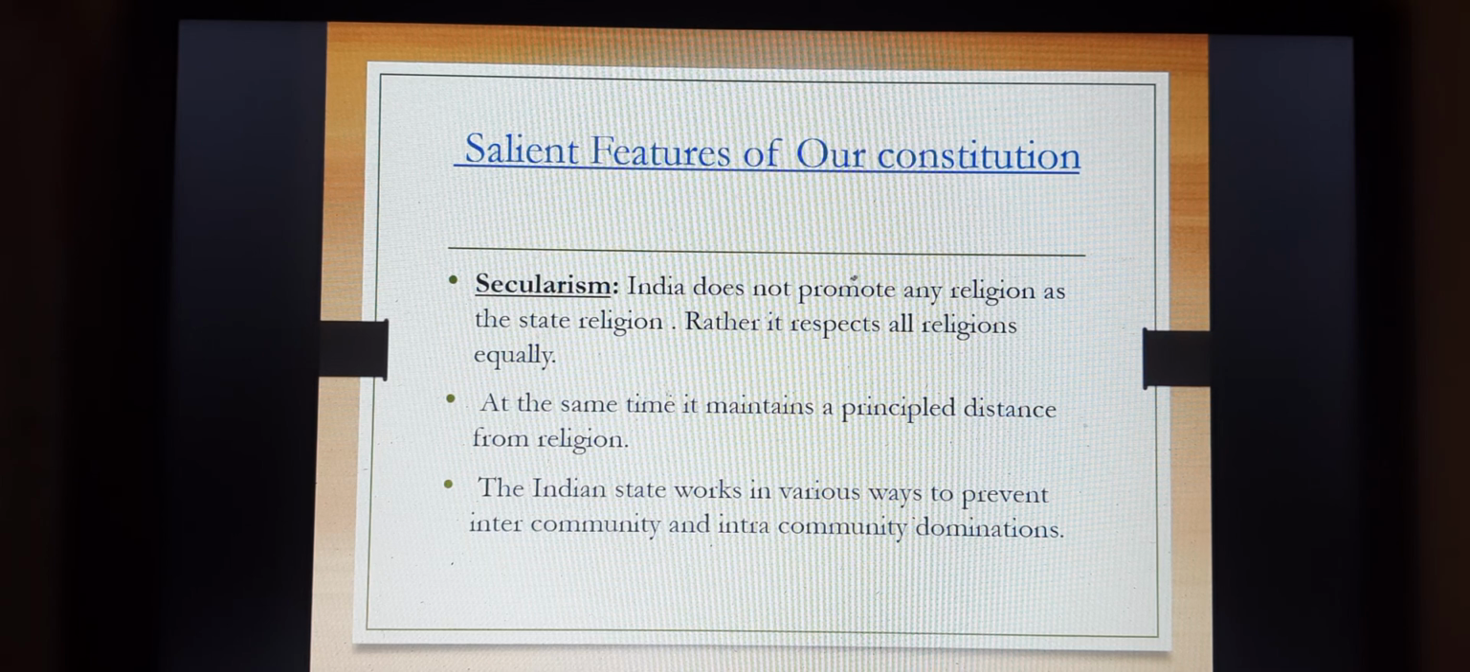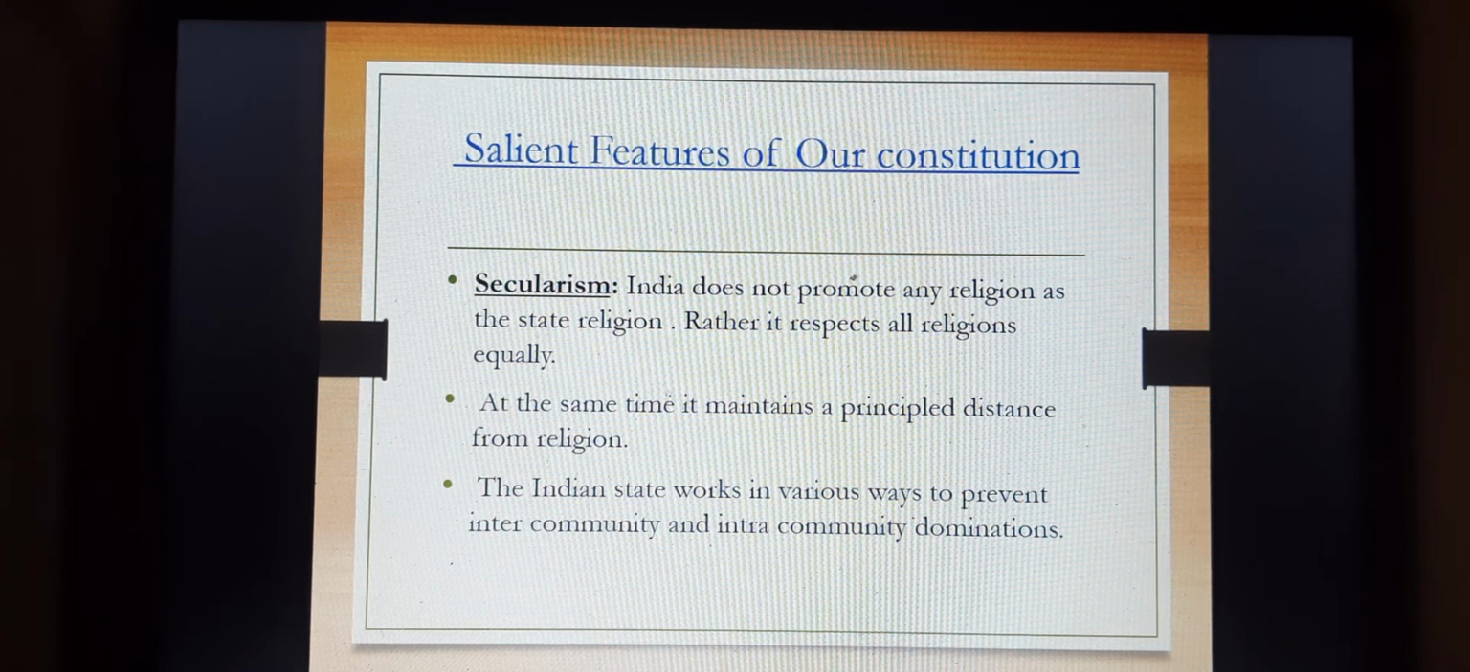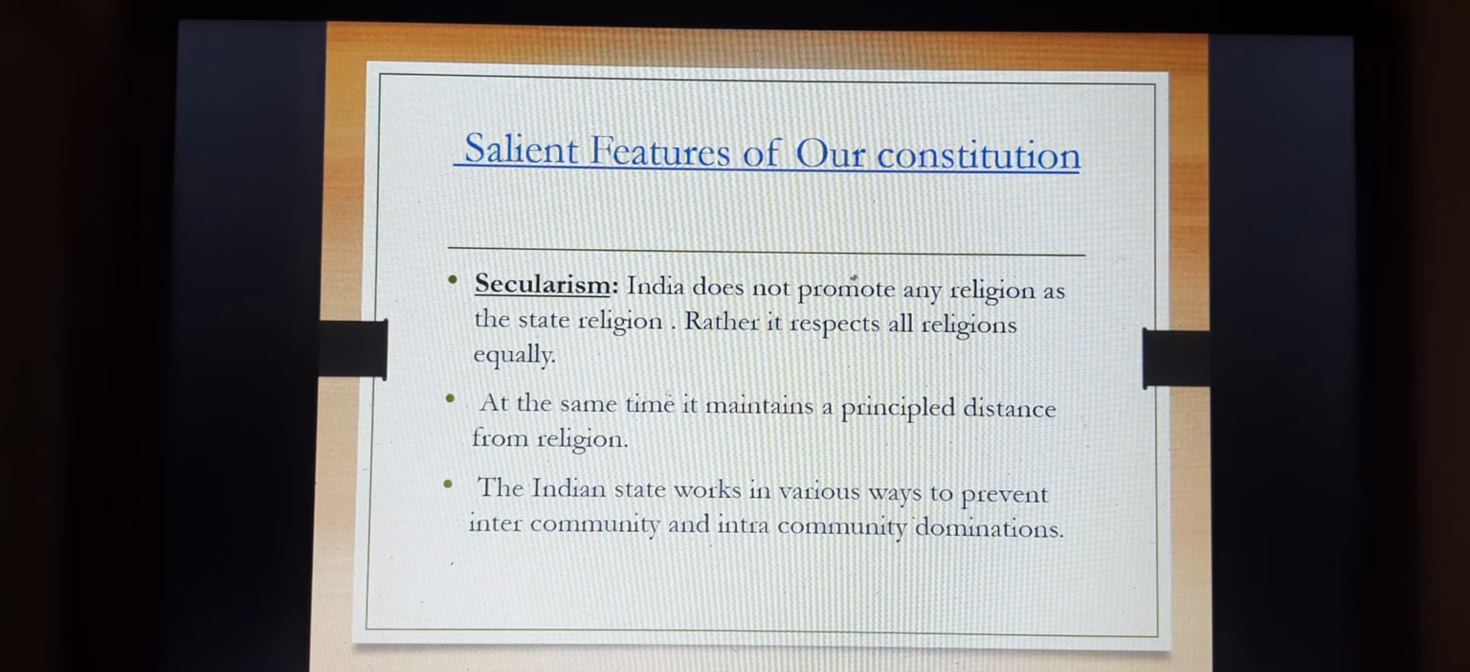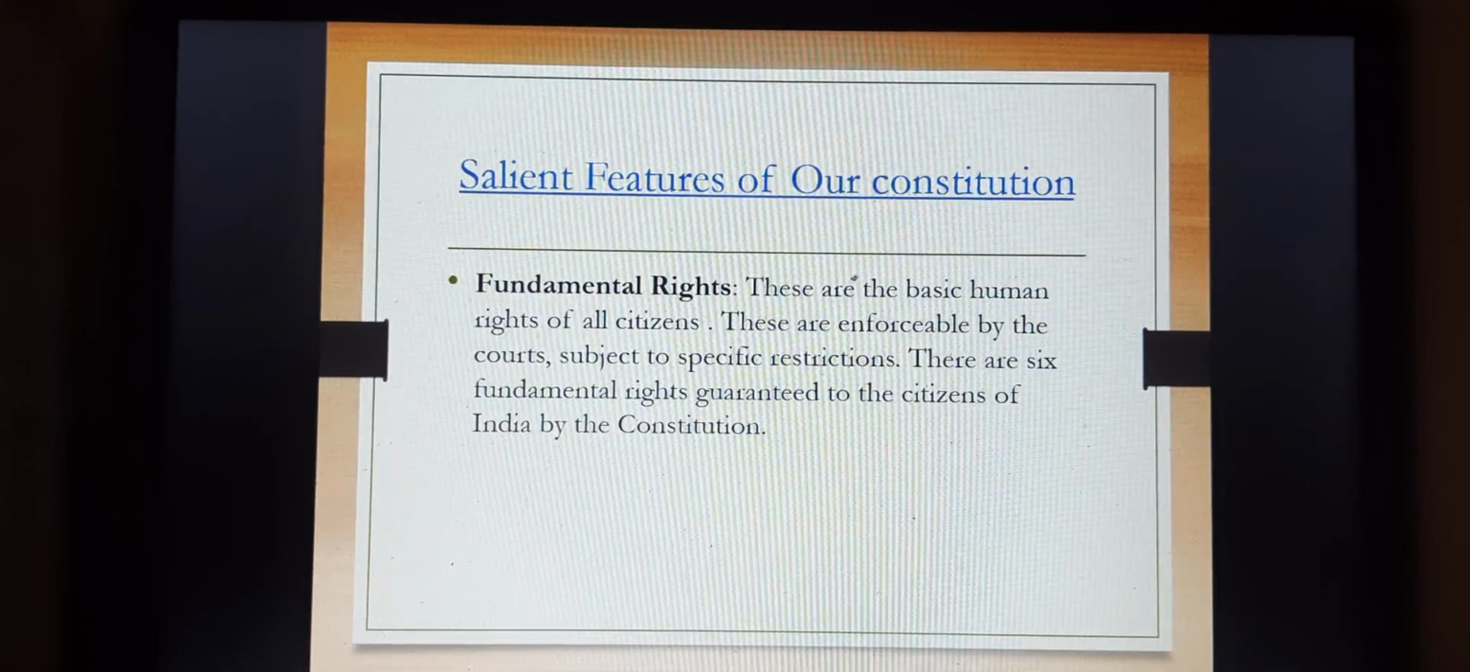The Indian state works in various ways to prevent inter-community and intra-community domination. So among the people of different communities there should be no fight, no war, and nobody should face any sort of problem. For that, the Indian constitution is working. It helps us to remove the riots and to remove the different problems faced by different communities on certain occasions.